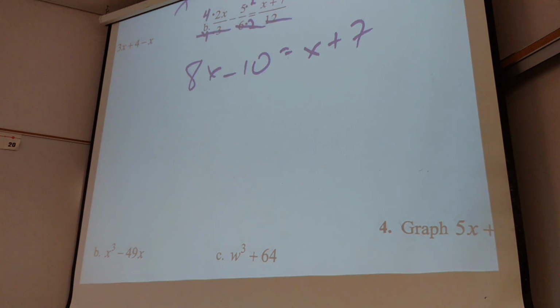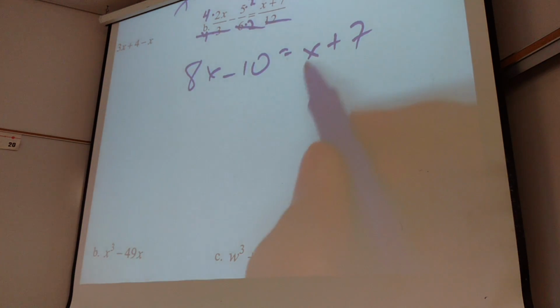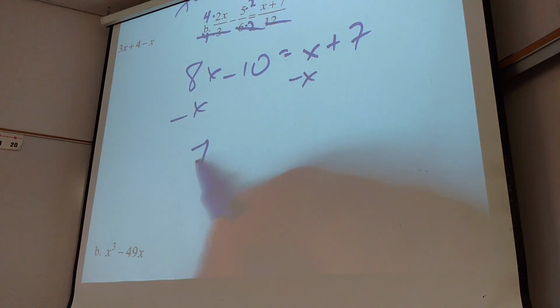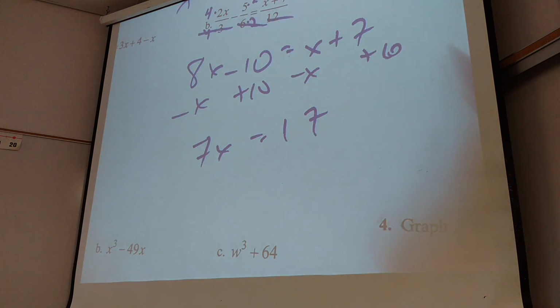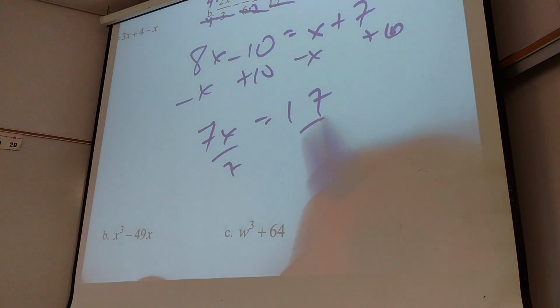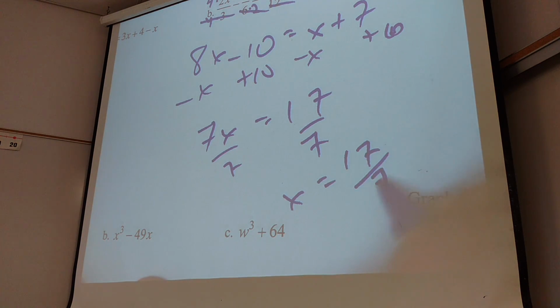You move the x's to one side, numbers to the other side. So subtract x: 7x. Add 10: equals 17. Divide by 7, so you get x equals 17 over 7.